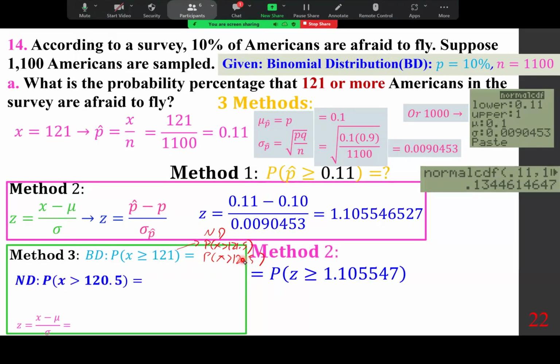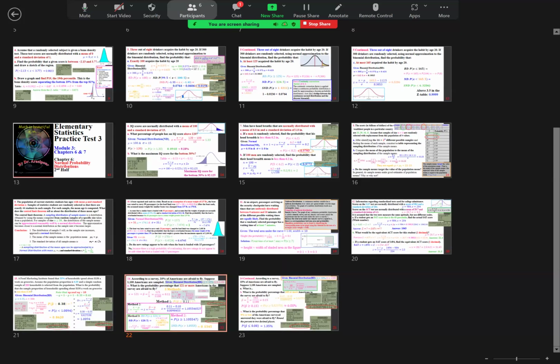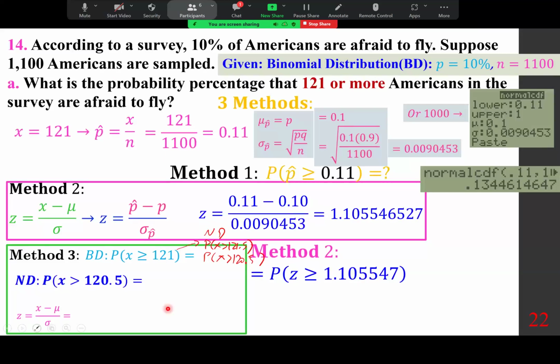So z is x minus mu over sigma. X is 120.5. What is mu? NP, 110. What is sigma? Square root of NPQ. Mu is NP or 110. Sigma is square root of NPQ or 9.94987. Plug in. And I hope you realize that this number is almost the same as this number. So this third method gives you a different method of calculating the z-score.